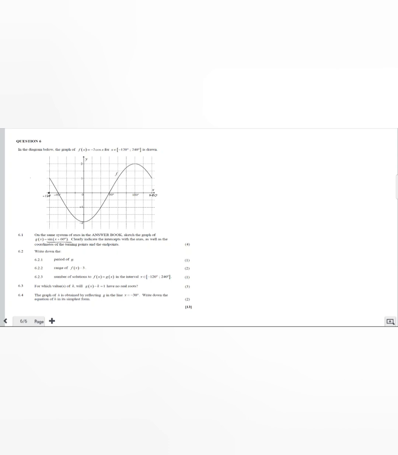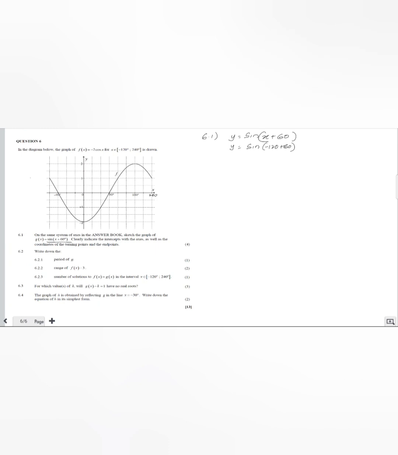Plot it point by point. What is the first x value? Minus 120. You have to place it in the place of x. So the graph that you are drawing, 6.1, let me write it here. That is y equals sine of x plus 60, isn't it? You have to type it in your calculator. I will write it: y equals sine of minus 120 plus 60. And when you type it in the calculator, it will show you the answer, minus 0,87.